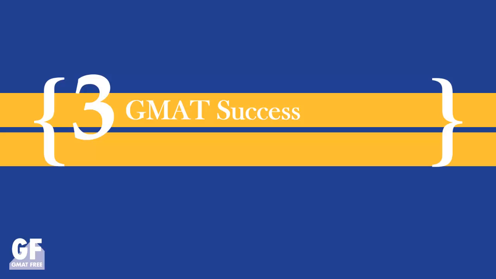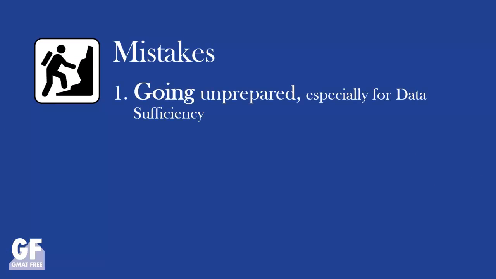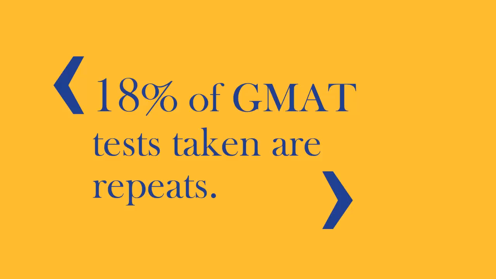Here are a few high-level pieces of advice to succeed on the GMAT. First, a few mistakes to avoid. The most common error is to take the GMAT underprepared. Because of unique question formats, especially data sufficiency, even highly talented people have essentially no way of doing their best on the test without some preparation beforehand. This is one reason why every year 18% of GMAT tests taken are repeats.